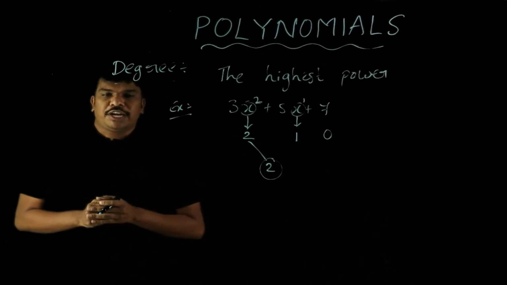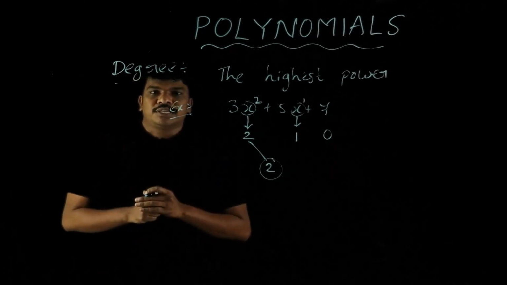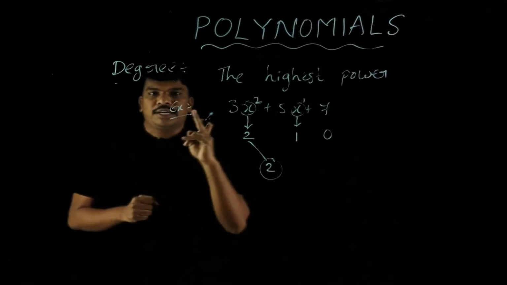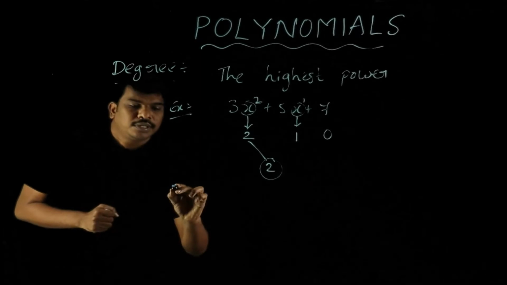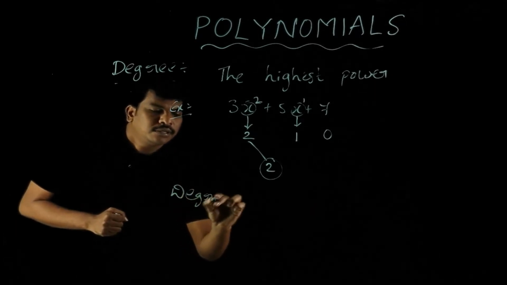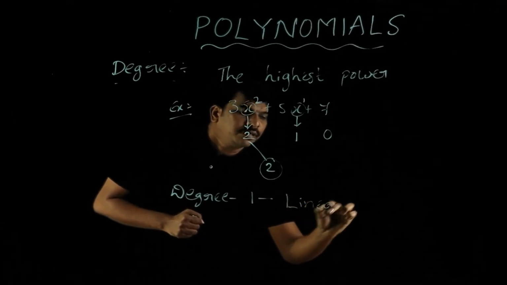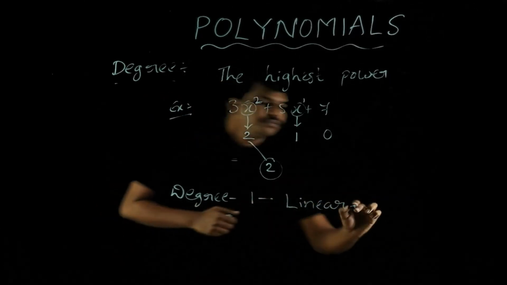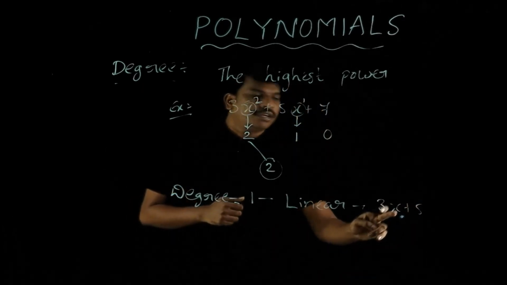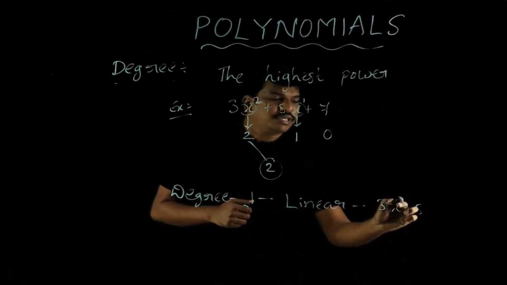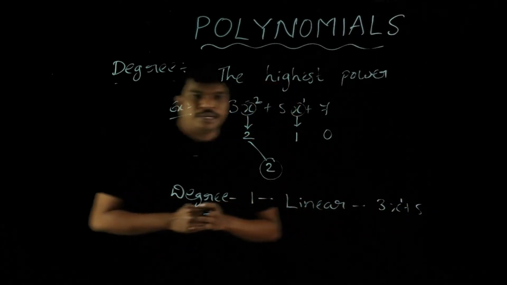Based on the degree of a polynomial, there are some names for polynomials. If the degree of a polynomial is 1, then it is called a linear polynomial. Example, 3x plus 5. Here x is the variable. For the variable, what is the highest power? 1. Therefore, it is called a linear polynomial.